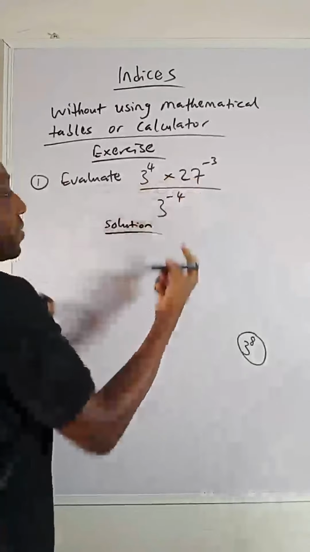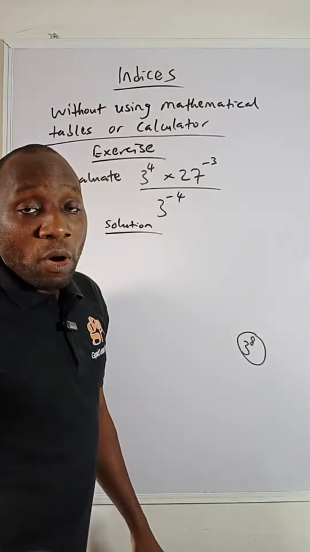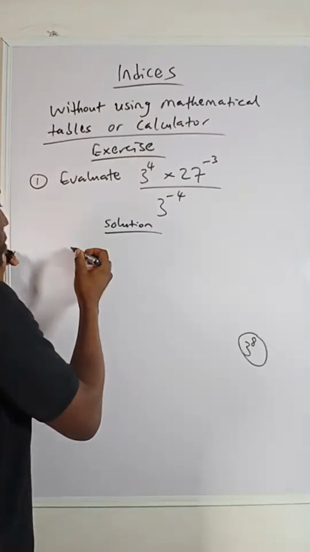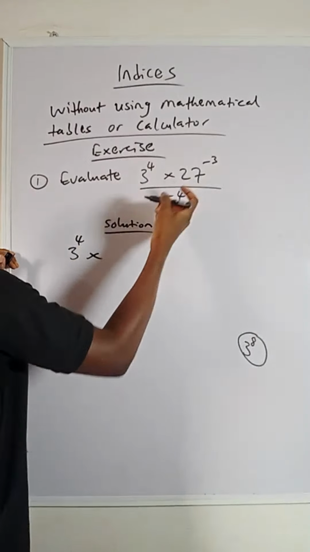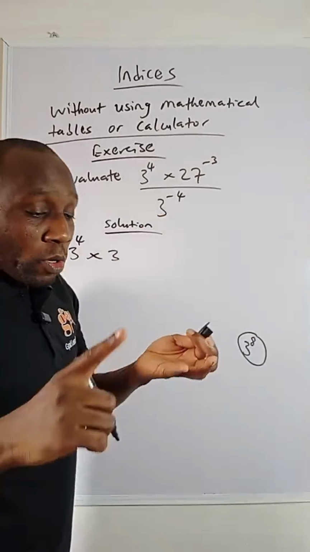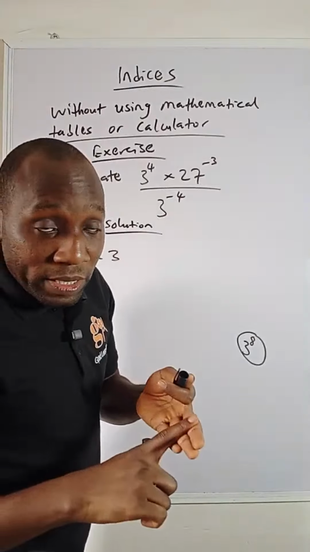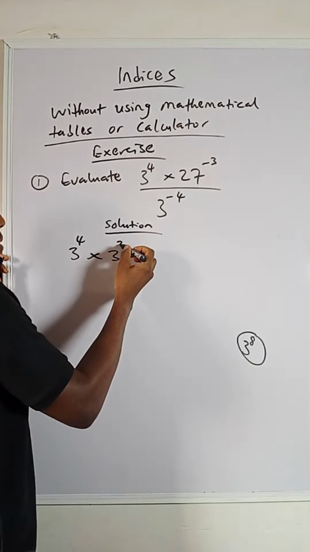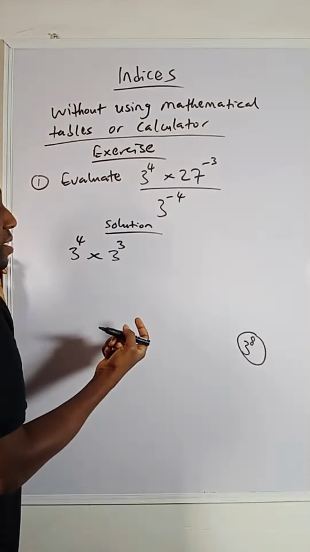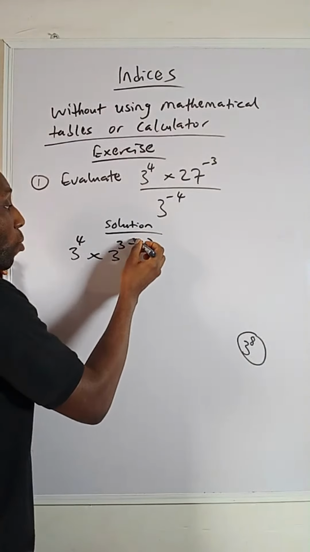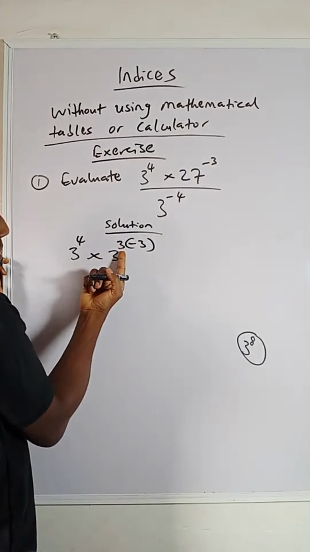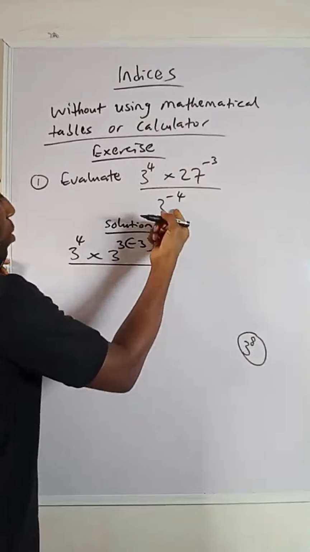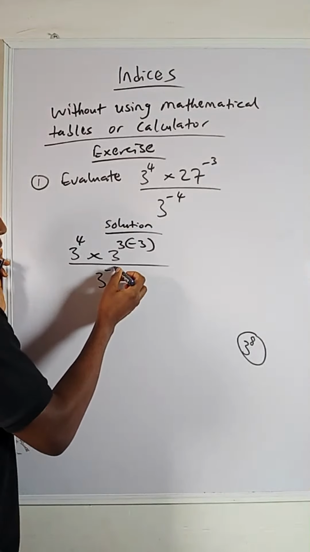Now, this 27 can be expressed as a power of 3. So it's going to be 3 raised to the power of 3, because 3 times 3 times 3 is 27. But we have an already existing exponent of negative 3, so it's going to multiply this other 3 here, right? All divided by 3 raised to the power of negative 4.